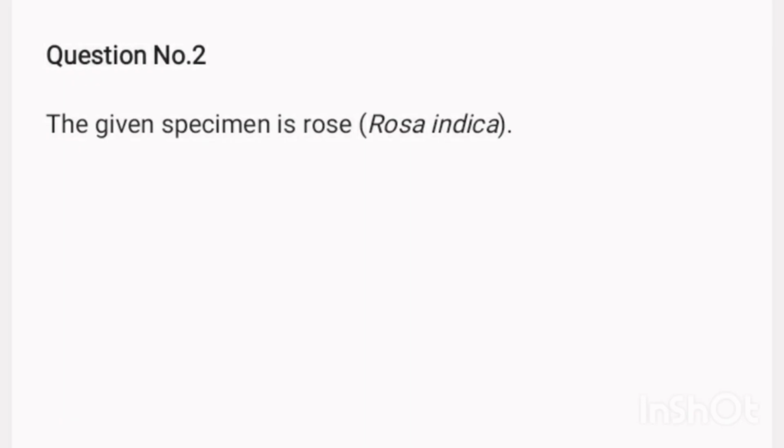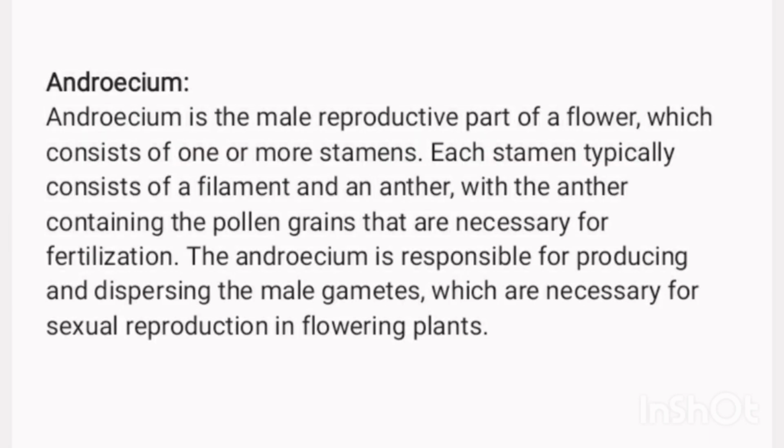Question number 2. The given specimen is rose. Androecium. Androecium is the male reproductive part of a flower, which consists of one or more stamens. Each stamen typically consists of a filament and an anther, with the anther containing the pollen grains that are necessary for fertilization. The androecium is responsible for producing and dispersing the male gametes, which are necessary for sexual reproduction in flowering plants.